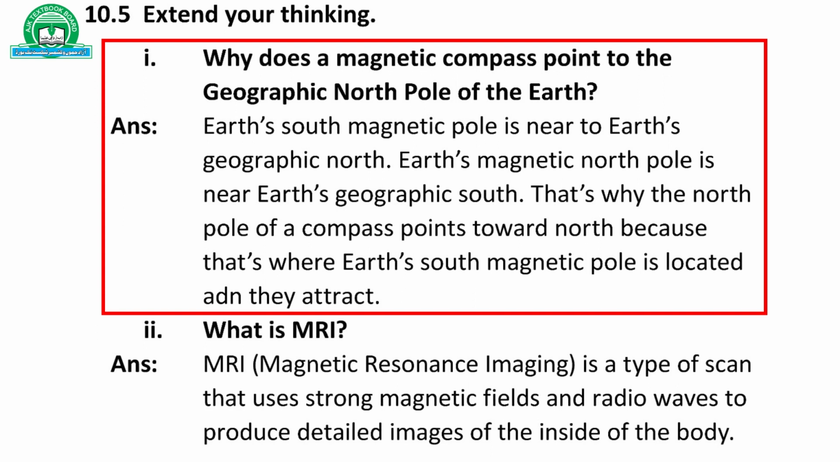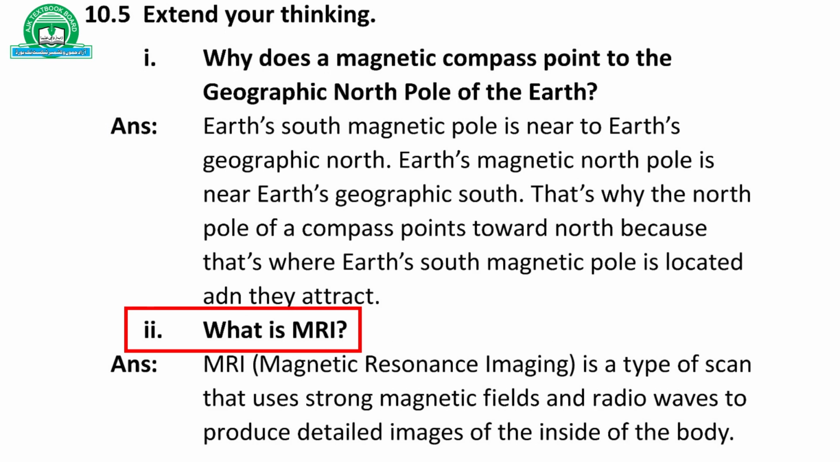Earth's south magnetic pole is near Earth's geographic north. Earth's magnetic north pole is near Earth's geographic south. That's why the north pole of the compass points towards the north, because that's where Earth's south magnetic pole is located, and they attract. What is MRI?